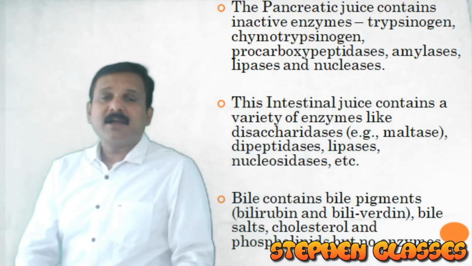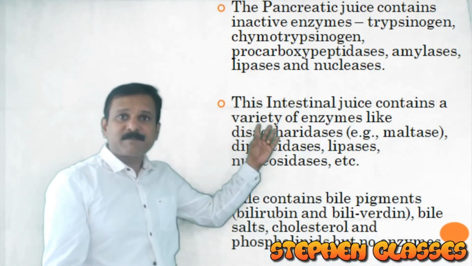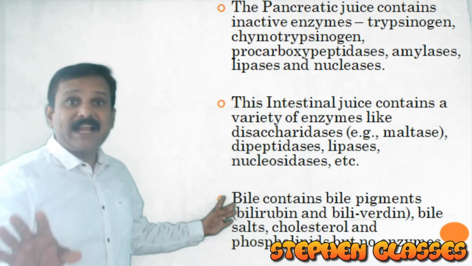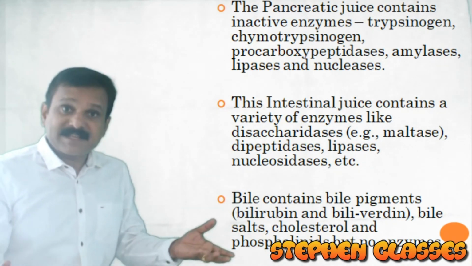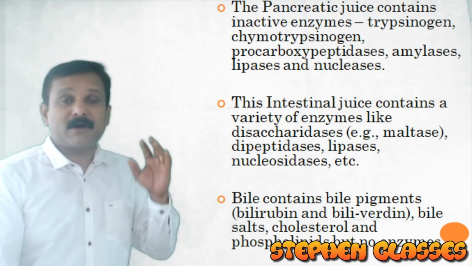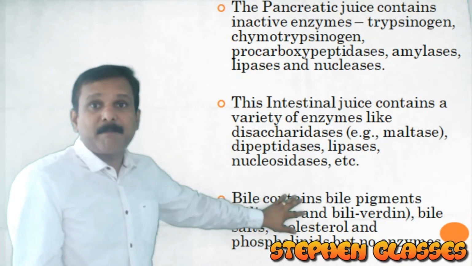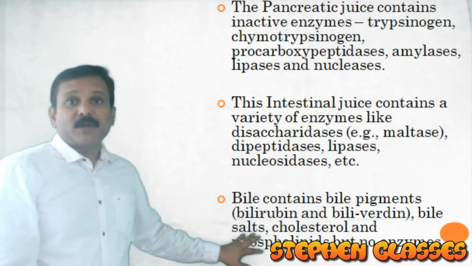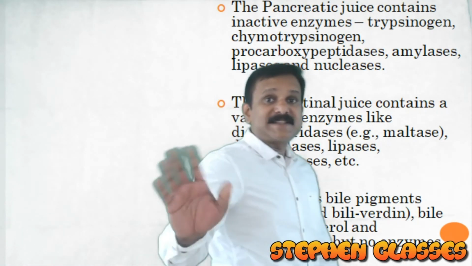Here, for your information, I have the list of enzymes produced by pancreatic juice, intestinal juice and bile. Remember, bile does not produce any digestive enzymes. In bile, you cannot find digestive enzymes. Bile contains only bile pigments like bilirubin and biliverdin, bile salts, cholesterol and phospholipids. So no digestive enzymes are present in bile.